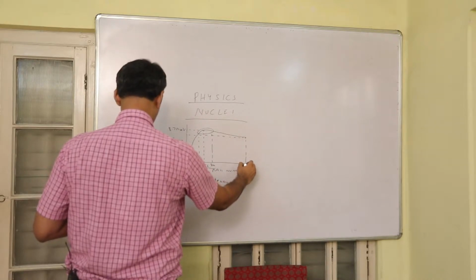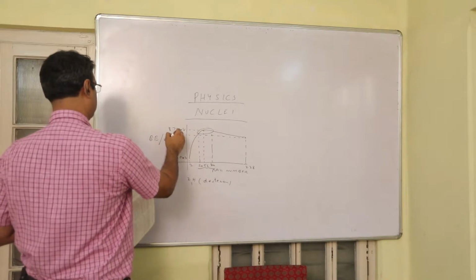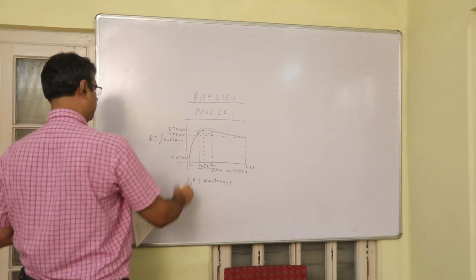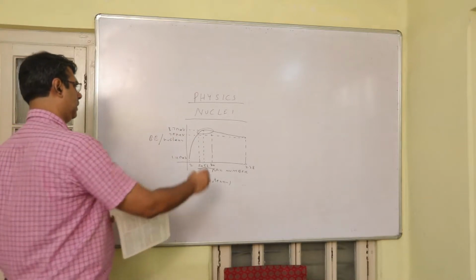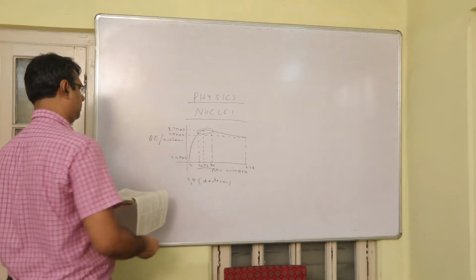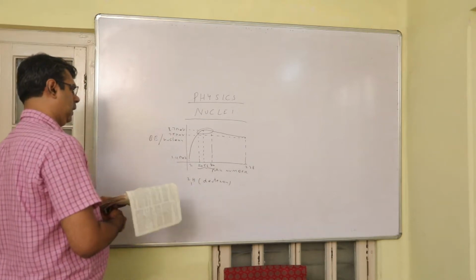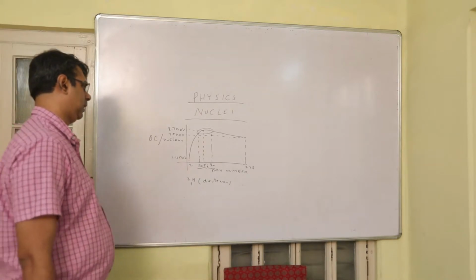let us say you go to uranium. Uranium mass number is 238. You will find that the binding energy per nucleon becomes lower than the stable value. In fact, it becomes 7.5 mega electron volt. Now this graph is very important because it tells us a couple of things.